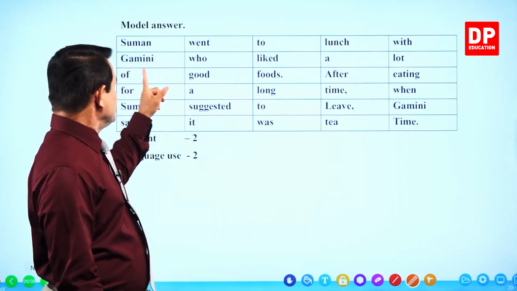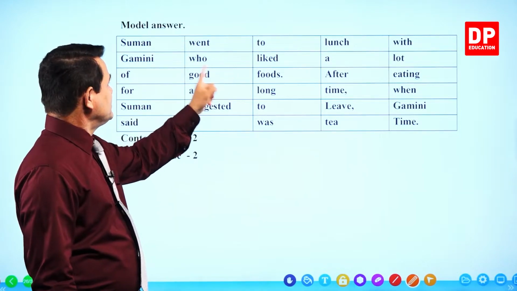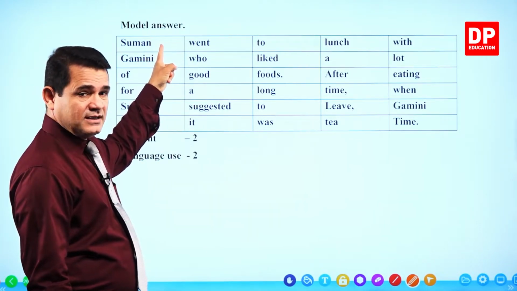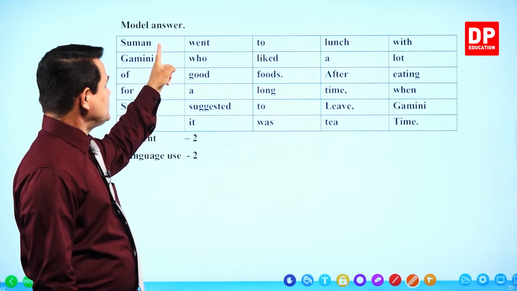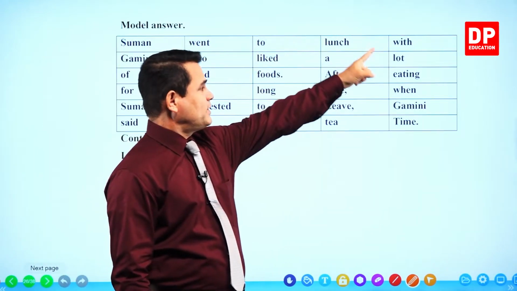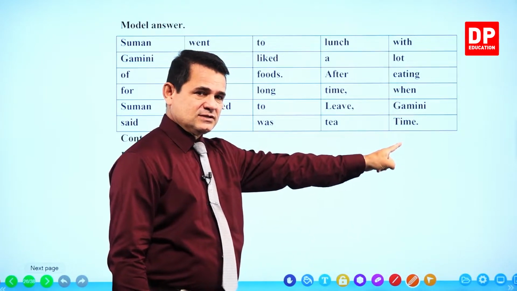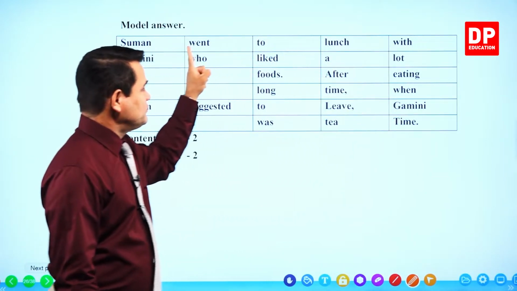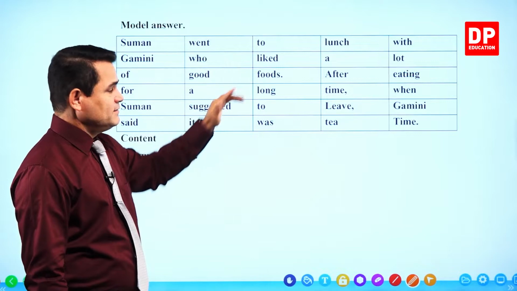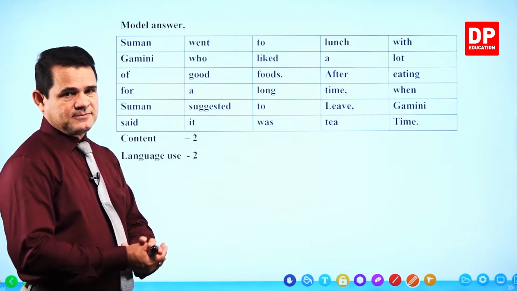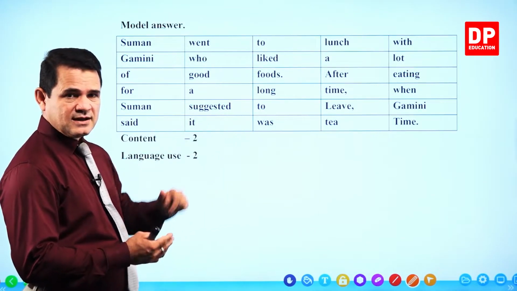You see, exactly. Now here, one word in each cage. One, two, three, four, five, one, two, three, four, five, six, this way. Six into five, 30 words. Then the word limit is written exactly.